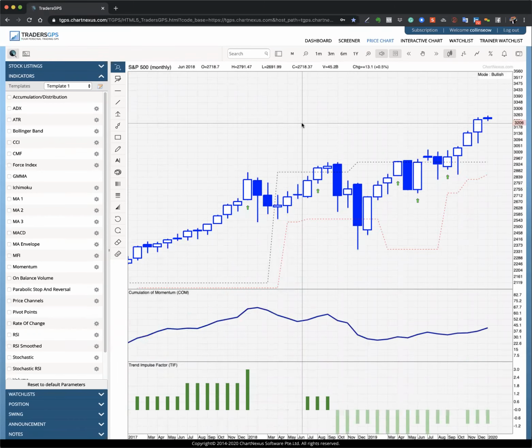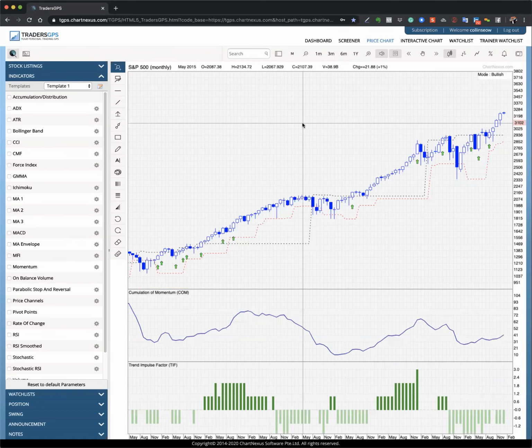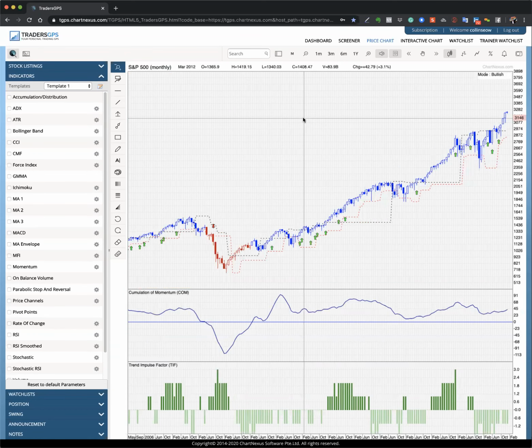For trader GPS, it's usually more long term. For example, which we usually don't do, if it's monthly chart trader GPS, you are holding for years.